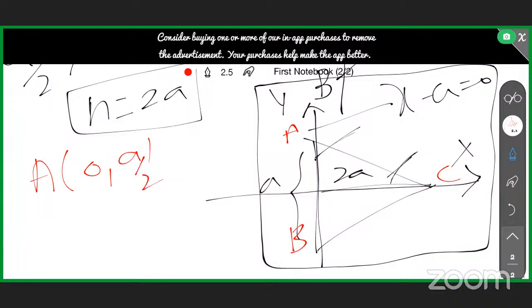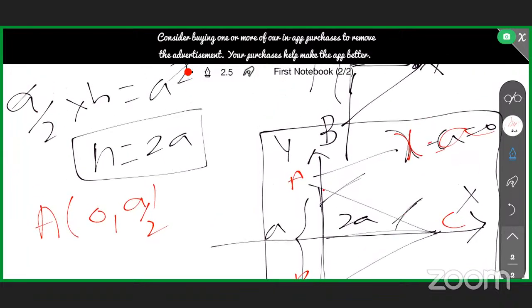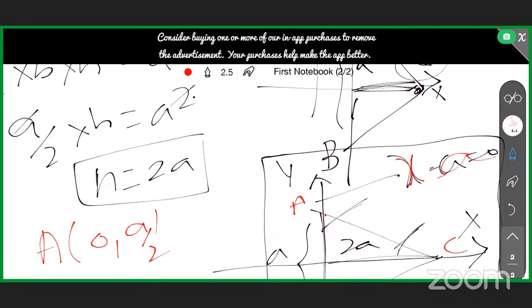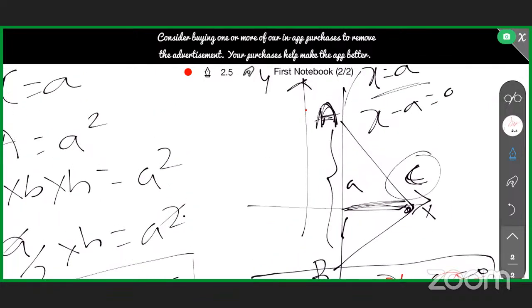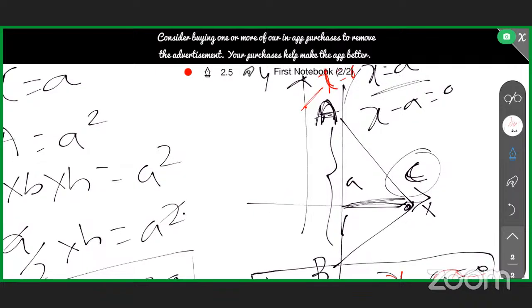Yes, sir. Since my equation is x is equal to A, that means my triangle is not on the axis. The equation of this axis is x is equal to 0. Correct?